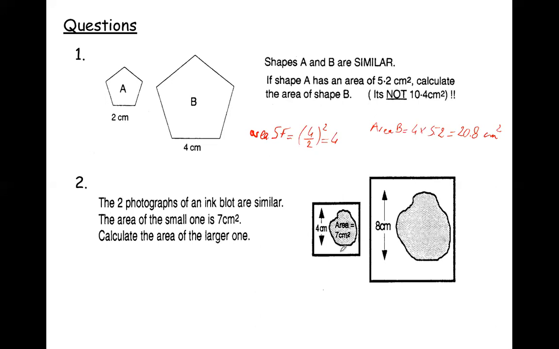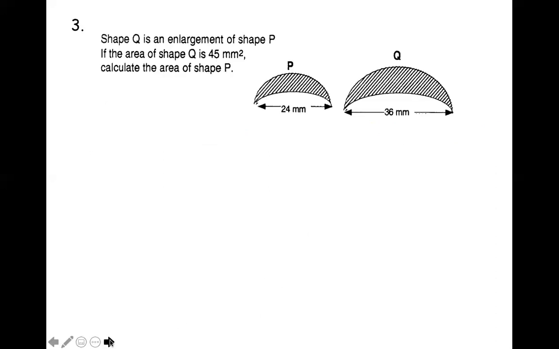It's the same for this one. It's going to be 4 times bigger because we've doubled the size. 8 divided by 4 would be 2. 2 squared is 4. 4 times 7, that would be 28. Again, similar type things. For an enlargement of a shape, you look for the enlargement scaling factor, and then you calculate.